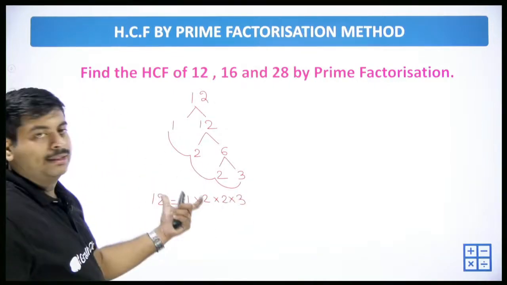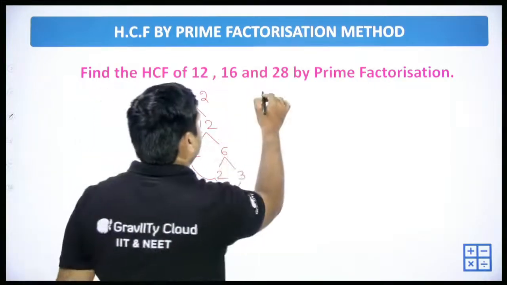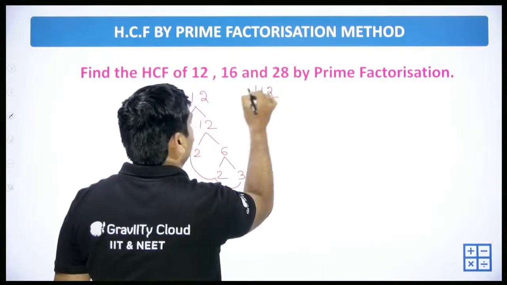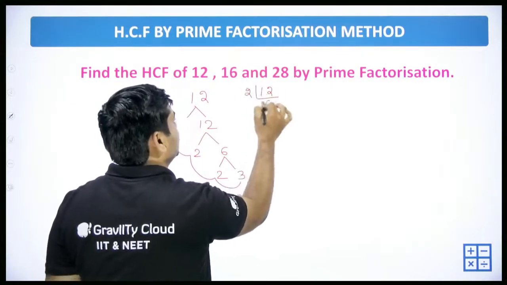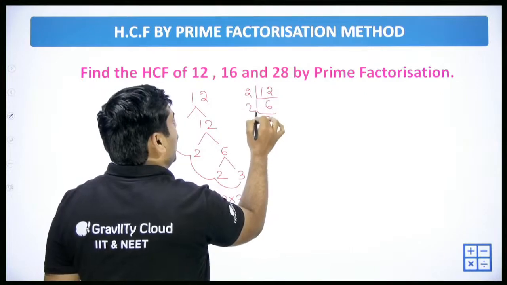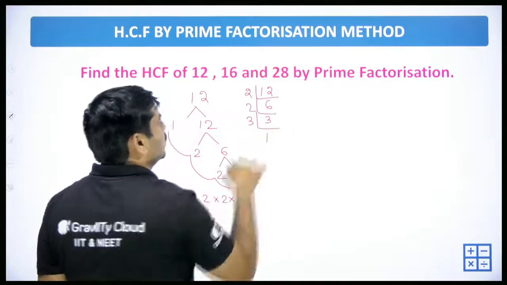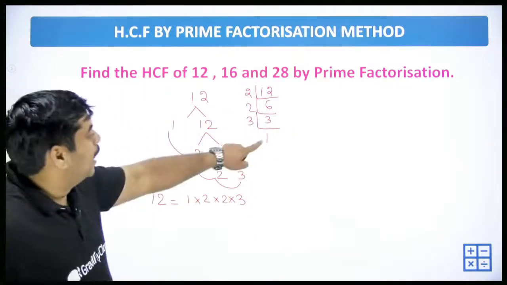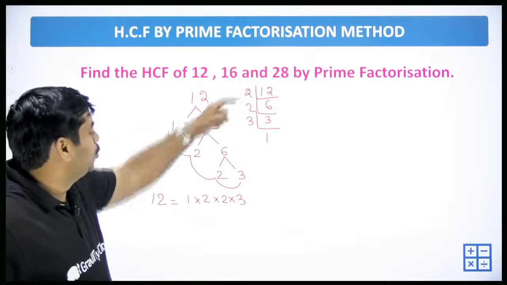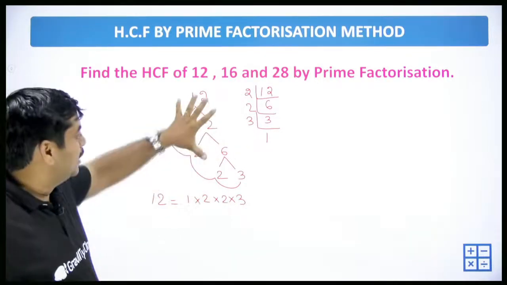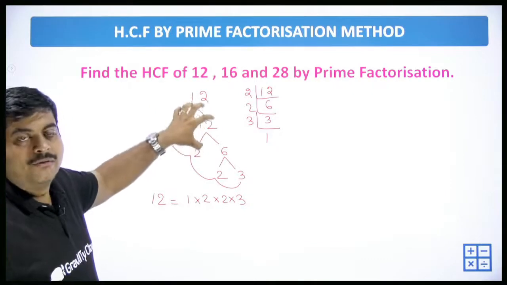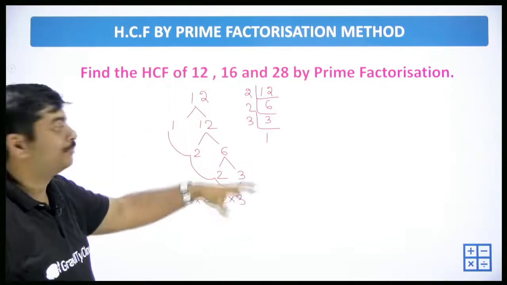You can go in this method, or you can simply divide this 12 with all the prime numbers. 2 6s are 12, 2 3s are 6, and 3 ones are 3. So here also 1 into 3 into 2 into 2, you will get the same factors. This is called factor tree. We are trying to bring the factors, right?